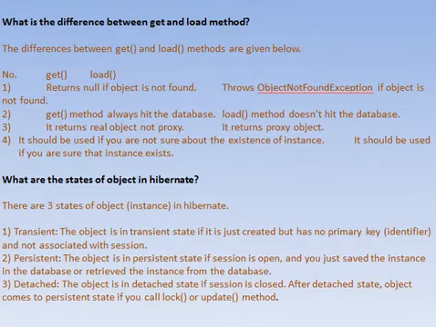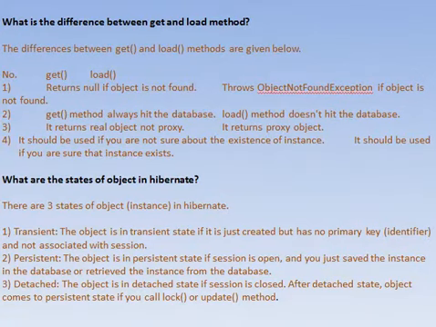What is the difference between get and load method? The differences between get and load methods are given below. 1. Get returns null if the object is not found. Load throws ObjectNotFoundException if the object is not found. 2. Get method always hits the database. Load method doesn't hit the database. 3. Get returns the real object, not a proxy. Load returns a proxy object. Get should be used if you are not sure about the existence of the instance. Load should be used if you are sure that the instance exists.